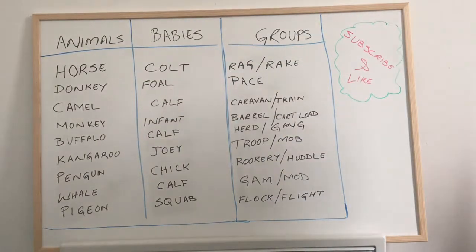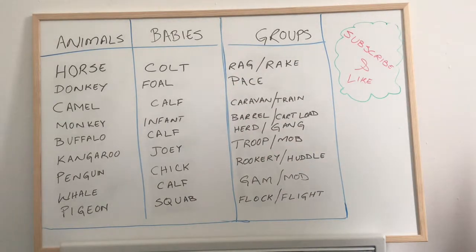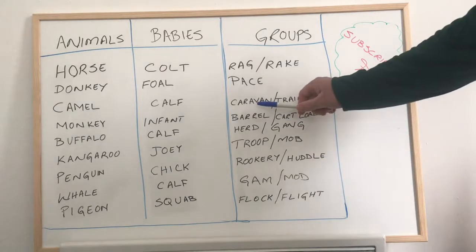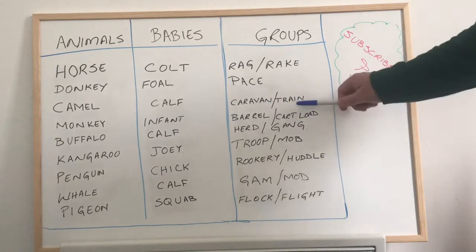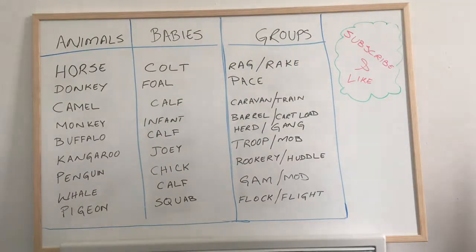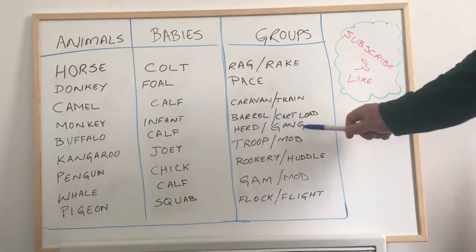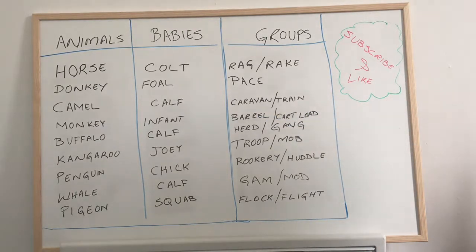Camel. A baby camel is called calf, and a group of camels is called caravan or train. Monkey. A baby monkey is called infant, and a group of monkeys is called barrel or cart load.